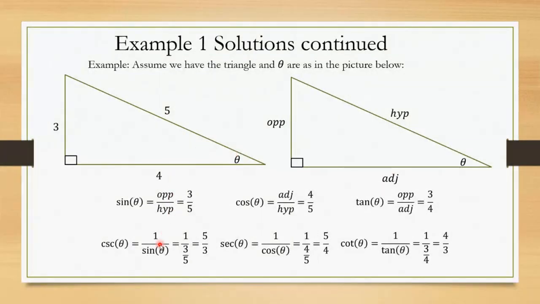So cosecant is 1 over sine. Sine is 3/5, so that's 1 over 3/5. But 1 over means you flip it, so you get 5/3. Secant of theta is 1 over cosine of theta. Cosine we said is 4/5, and 1 over that is 5/4. Finally, cotangent of theta is 1 over tangent. Tangent is 3/4, so that's 1 over 3/4, which is 4/3. Again, 1 over just means you invert it. That's all it's saying. Do you have any questions about this one? Because we're going to do some others also.